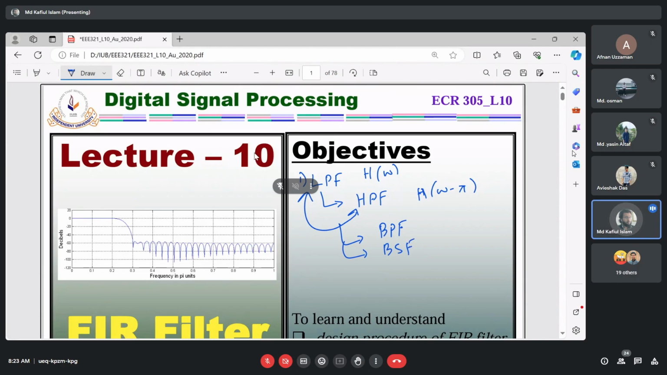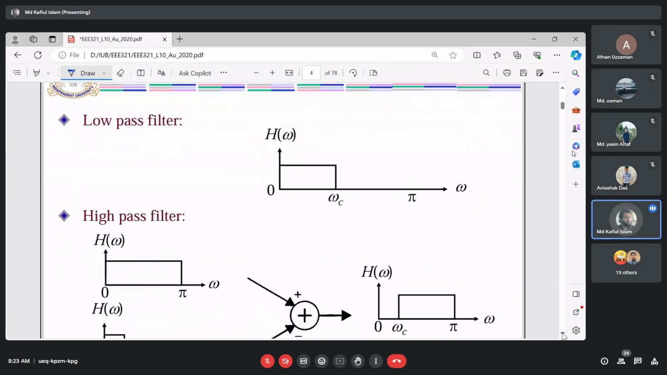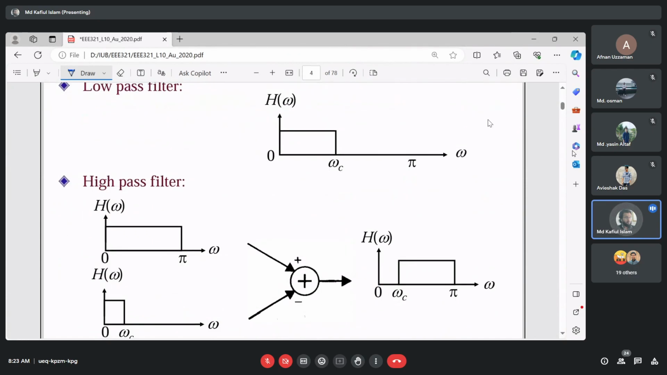So the idea is that you always start with a low pass filter. Low pass filter design means achieving the frequency response of that low pass filter, that means H_LP(ω) or H_LP(z), the system function. Okay. So there is an example here. Let's say that this is an ideal low pass filter frequency response. This is an ideal scenario, ideal response, with a cutoff frequency of ωc.